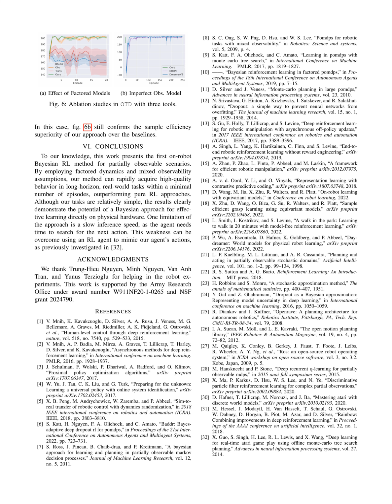To our knowledge, this work presents the first on-robot Bayesian reinforcement learning method for partially observable scenarios. By employing factored dynamics and mixed observability assumptions, our method can rapidly acquire high-quality behavior in long-horizon, real-world tasks within a minimal number of episodes, outperforming pure reinforcement learning approaches. Although our tasks are relatively simple, the results clearly demonstrate the potential of a Bayesian approach for effective learning directly on physical hardware.